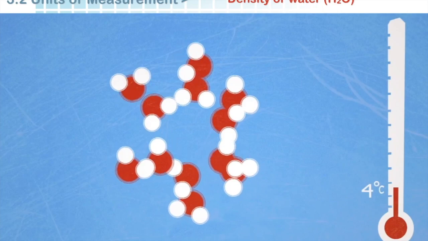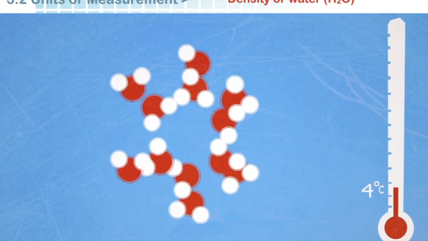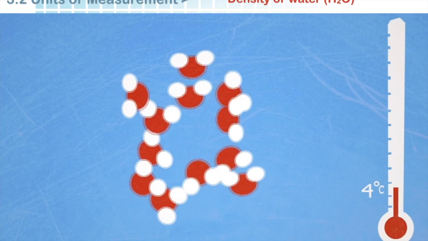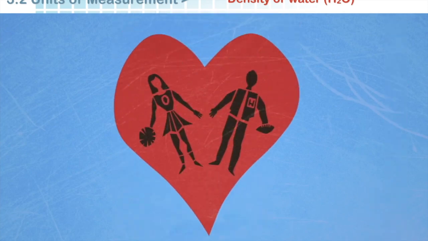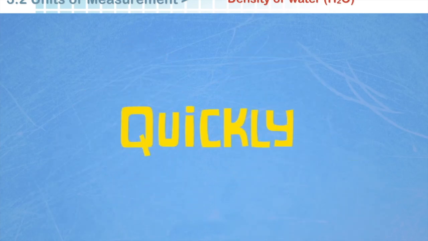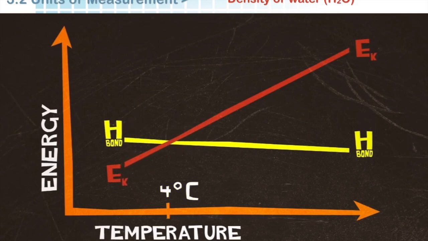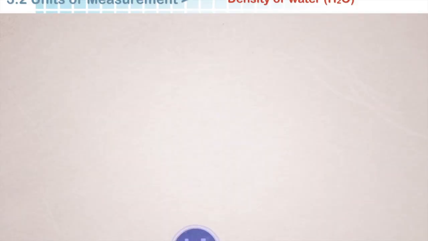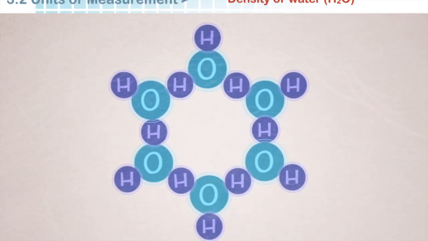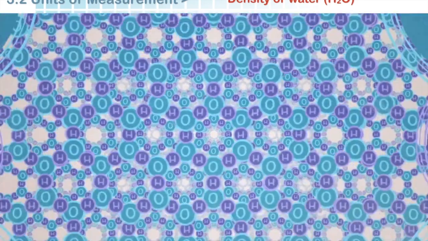Now back to our water as it cools down. Above 4 degrees Celsius, the kinetic energy of the water molecules keeps their interactions with each other short. Hydrogen bonds form and break like high school relationships, that is to say, quickly. But below 4 degrees, the kinetic energy of the water molecules starts to fall below the energy of the hydrogen bonds. So hydrogen bonds form much more frequently than they break, and beautiful structures start to emerge from the chaos.